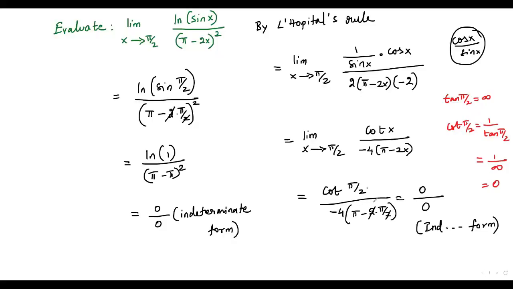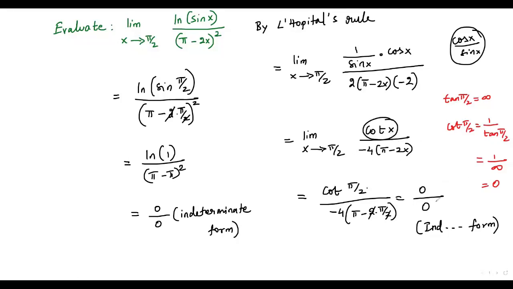So again, I'm going to use L'Hopital's rule. The limit extends to pi over 2. So this is the step, I apply the limit. You just consider this particular step. You have to apply L'Hopital's rule over here. That means you have to find the derivative of the numerator and denominator separately.